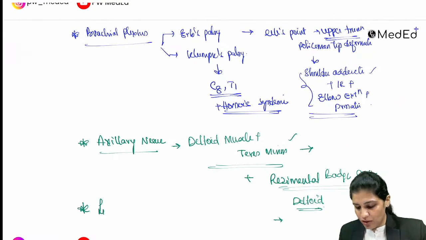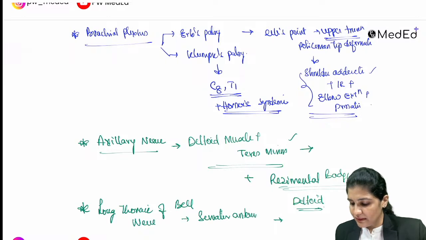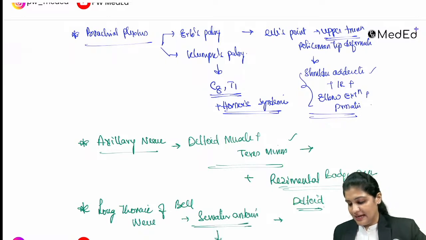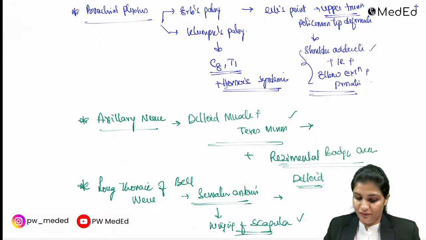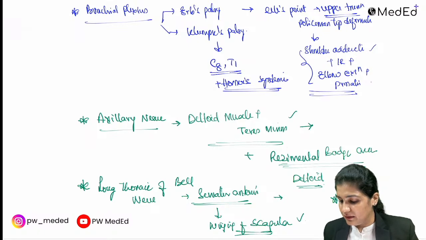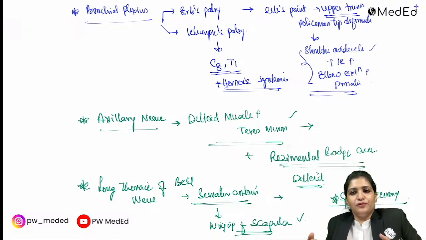And then you have your long thoracic nerve of Bell, where it supplies the serratus anterior, and palsy of the serratus anterior will result in winging of the scapula. And one more important thing is your spinal accessory nerve. In case of damage to your spinal accessory nerve, what will you see? You will see the absence of shrugging of the shoulders, right? The shrugging of the shoulders will be lost.